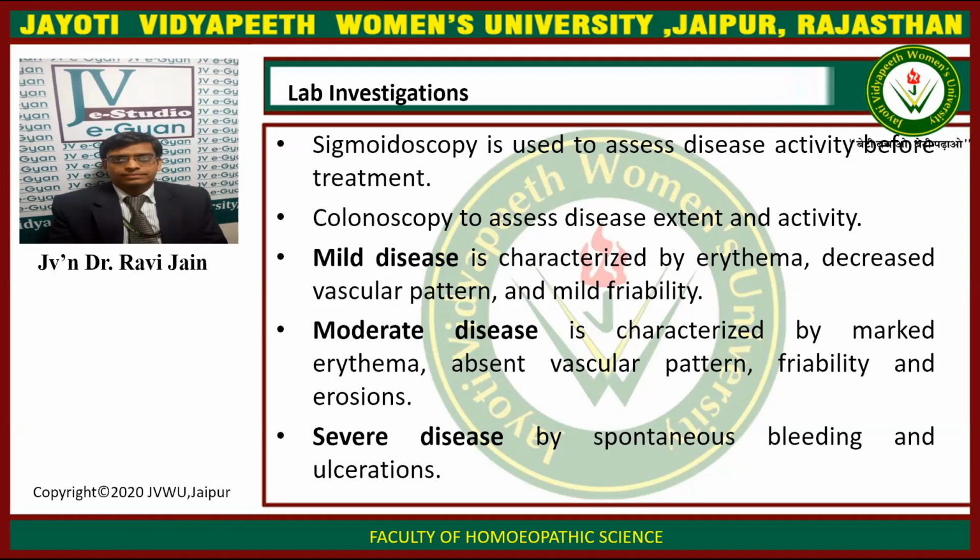The disease can be divided into three categories: mild, moderate, and severe. In mild disease, it is characterized by erythema, decreased vascular pattern, and mild friability. In moderate disease, it is characterized by marked erythema, absence of vascular pattern, friability, and erosions. In severe disease, it is characterized by spontaneous bleeding and ulceration.